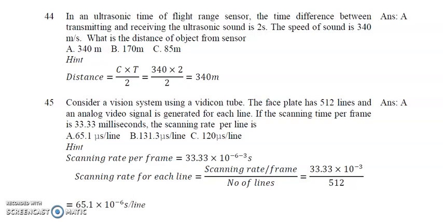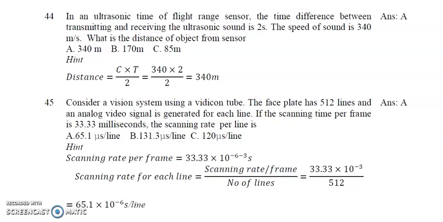So the scanning time per frame is equal to 33.33 milliseconds. If I convert it into seconds, that is 10 power minus 3 seconds. So the scanning time for each line is the scanning time per frame divided by the number of lines. So it is 33.33 into 10 power minus 3 divided by 512.